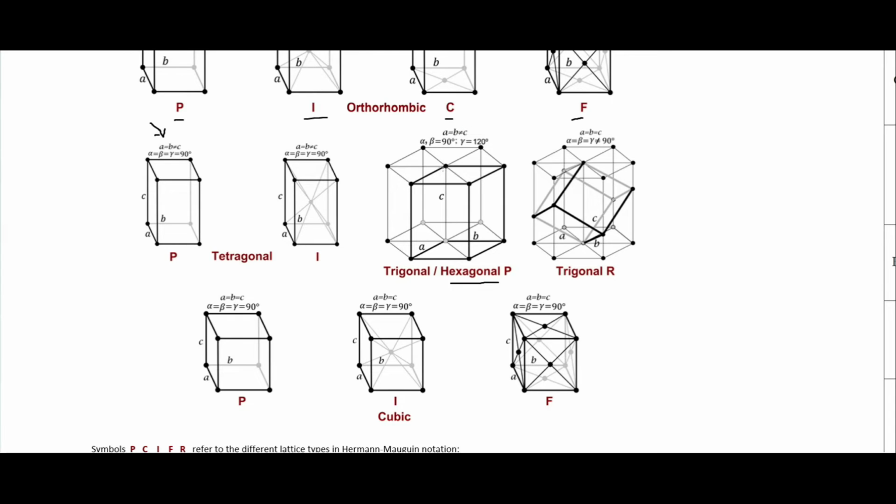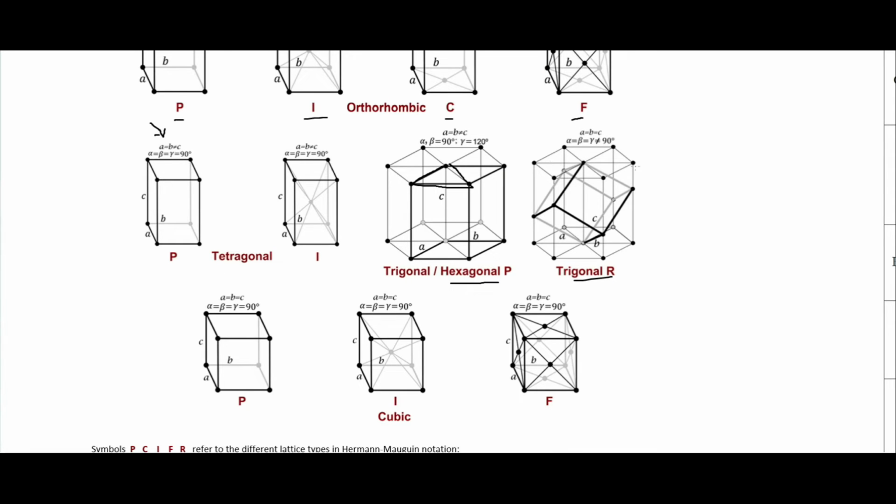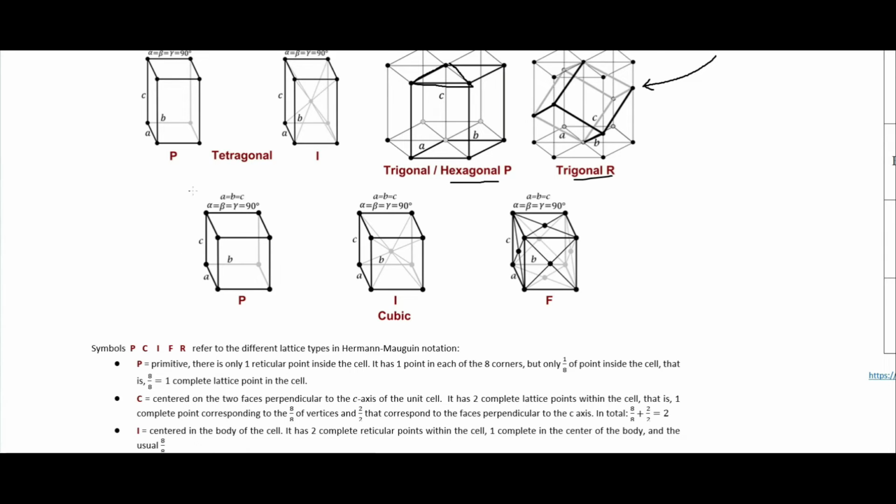So these are sort of isosceles triangles going around here. Then the alpha and beta here are equal to 90 degrees, but the gamma is equal to 120 degrees. Then this trigonal R here is what we have up here for the trigonal rhombohedral. And so we see we have this shape inscribed in this sort of hexagonal looking object up here. Then of course we have the cubic, so A equals B equals C, alpha equals beta equals gamma equals 90.